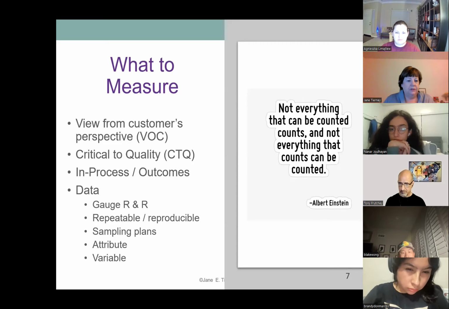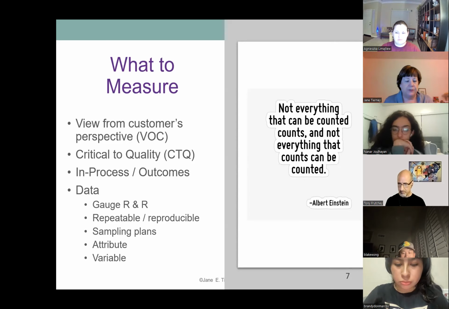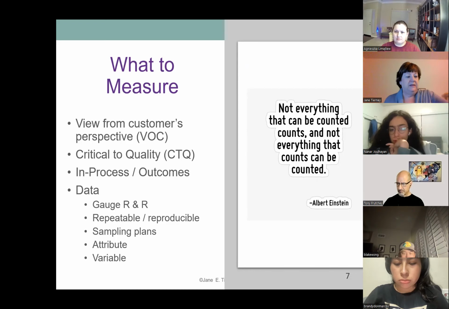So what do we measure? We're going to measure all kinds of things. We're going to look at it from the customer's perspective, which is the voice of the customer, something that we want to document. We're going to look at what things are critical to quality. Sometimes that's from a quality engineer or an engineering perspective that says, if I'm making this bottle, the most important thing in here is what? What do you think is the most important thing in making these parts?